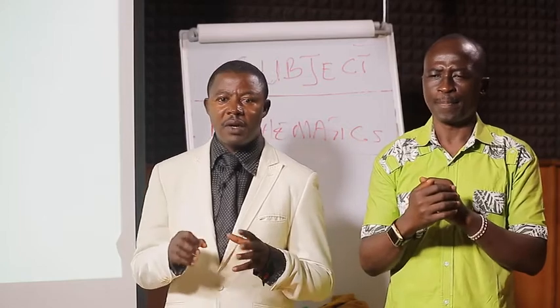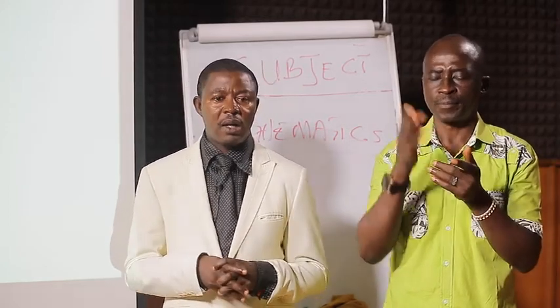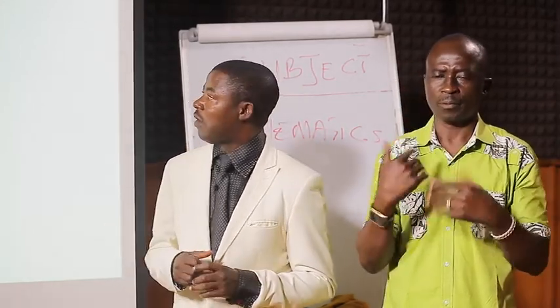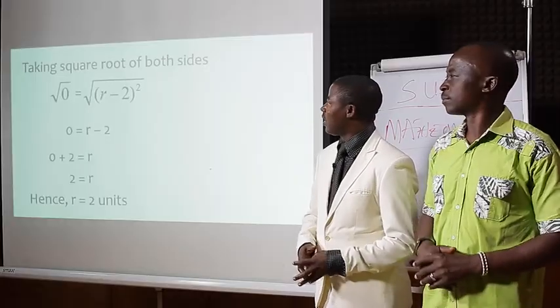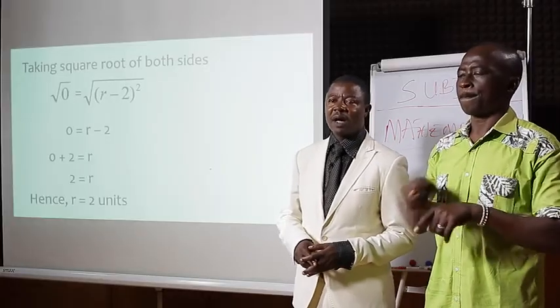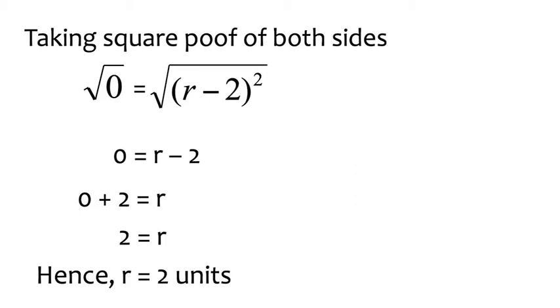Now how do we get rid of the square? We now take the square root of both sides. Now taking the square root of both sides, we have the root of 0 equals the root of (R minus 2) squared.